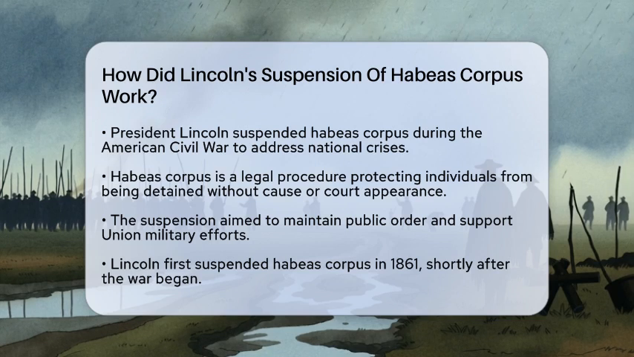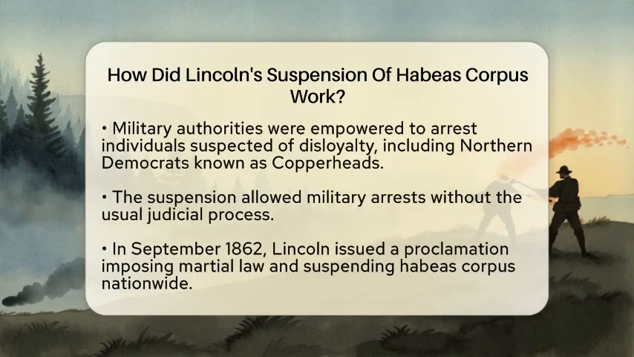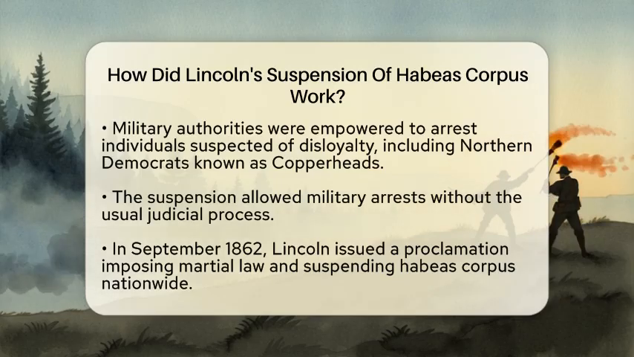Lincoln first took this step in 1861, shortly after the war began. He wanted to ensure that public order was upheld and that troops could be mobilized effectively. This meant that military authorities were given the power to arrest individuals suspected of disloyalty or aiding the Confederacy. This included members of the Copperheads, who were Northern Democrats that sympathized with the South. They often resisted the draft and discouraged enlistments, which Lincoln viewed as a threat to the Union.